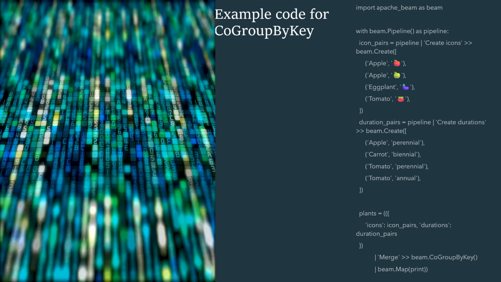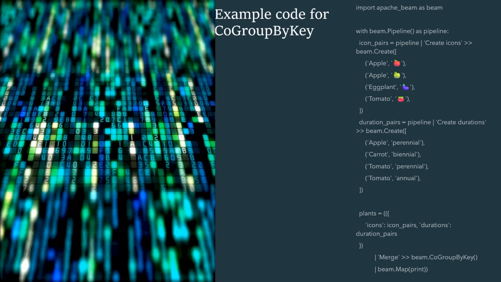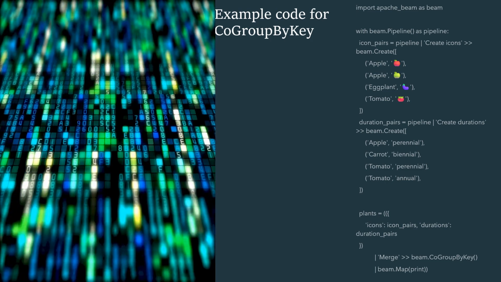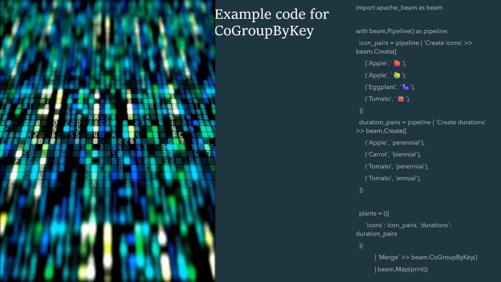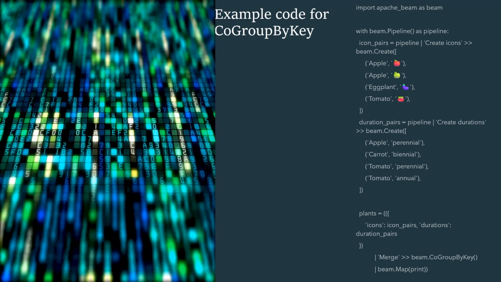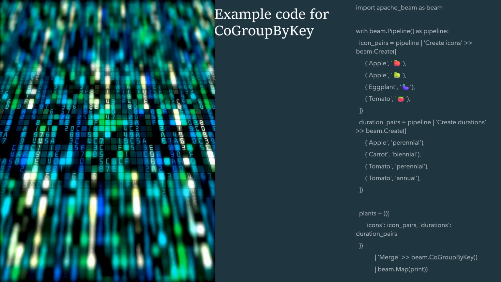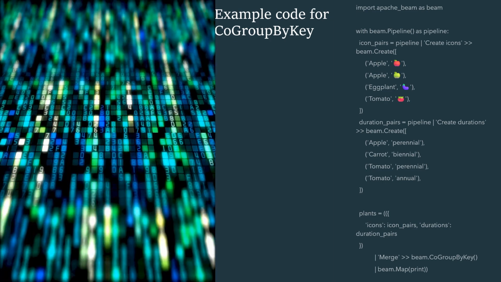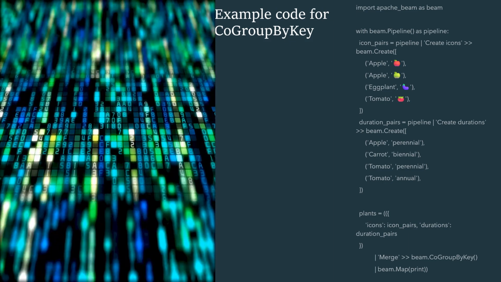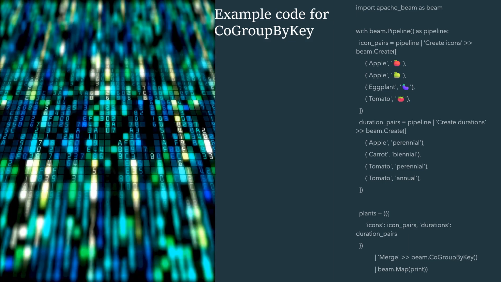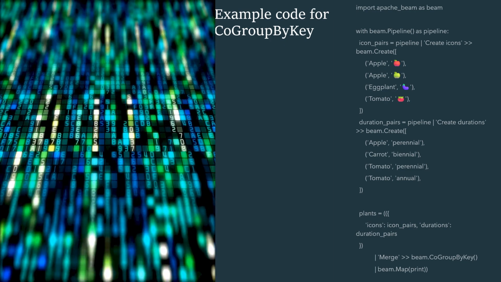So our outputs are icon pairs and duration pairs. These will be our values later, while our input PCollections are icons and durations. These will be our keys later. We first create an input PCollection icons using the beam.Create method, passing a list of tuples using a key value pair pattern. Next, we create a second input PCollection durations, passing another list of tuples with the same keys but different values. Notice that both tuples have the same key type. In this case, the produce name.